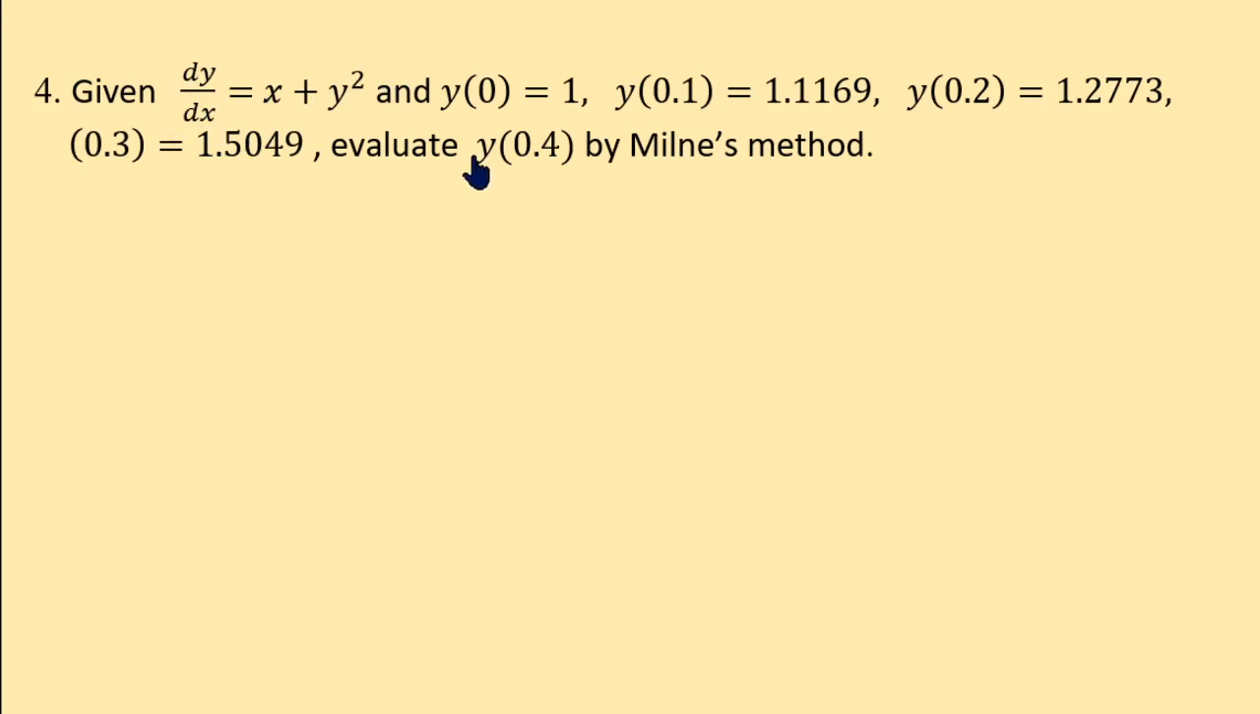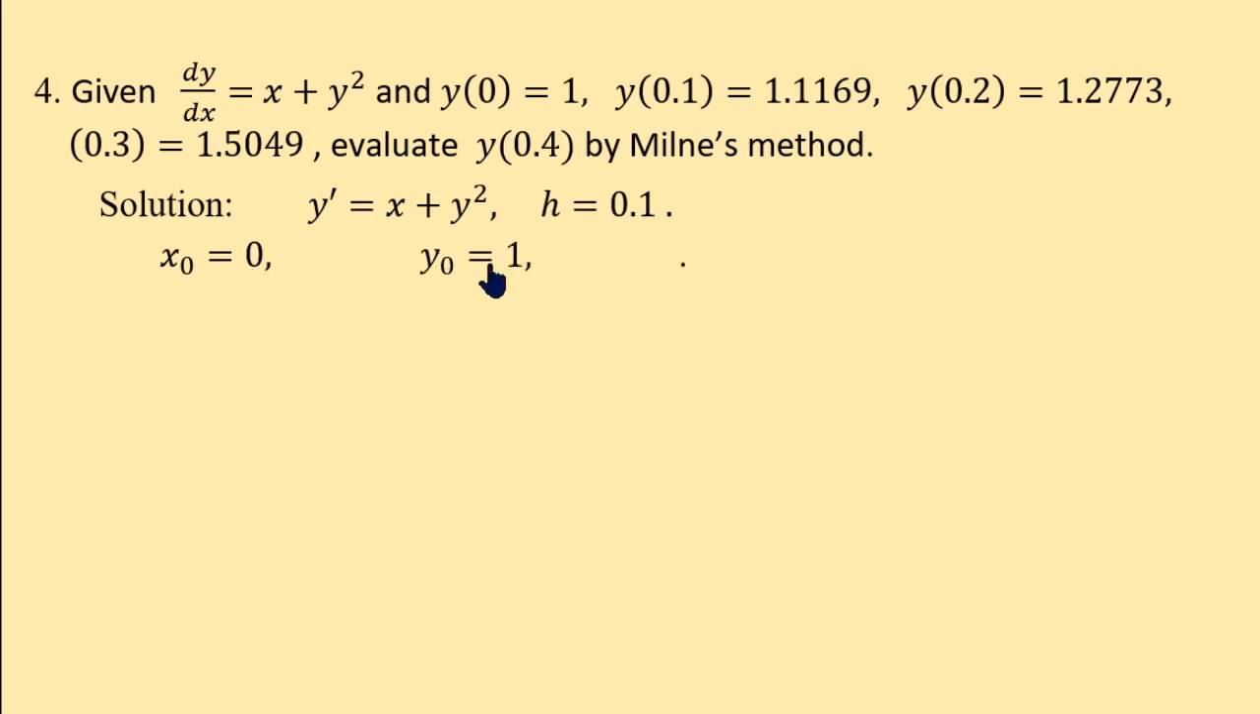To evaluate y at 0.4, that means y at x4 or y4. To find y4, first calculate y dash at x1, x2, x3. That is the first step in Milne's method. y dash is x plus y square. Increment in x is 0.1. See here, 0, 0.1, 0.2, 0.3. Therefore, increment in x, h, is 0.1.